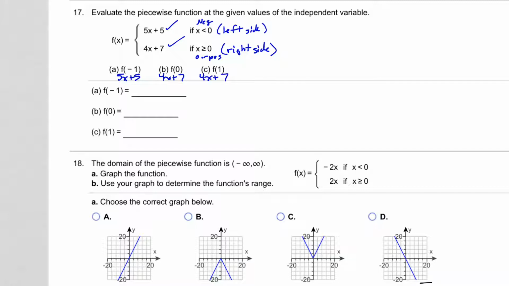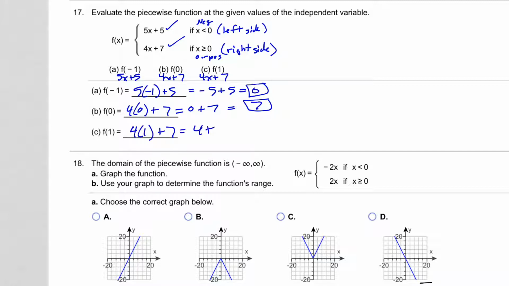So this one's going to be (5 times -1 plus 5), which is going to be -5 plus 5, which is 0. And then f of 0 is going to go into 4x plus 7, which is 7, and then f of 1 is 4 plus 7, and that's 11.